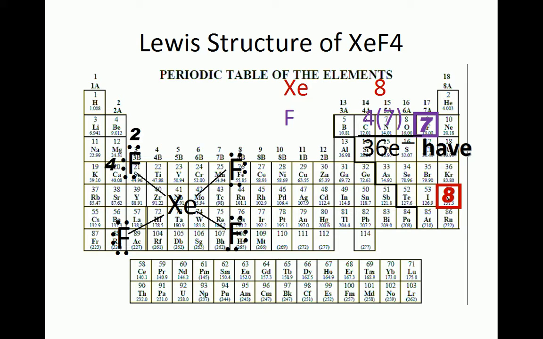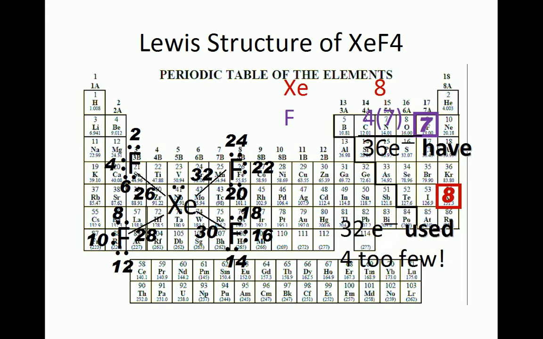When we count the number of used electrons in the preliminary structure, we get 32 electrons. 4 electrons too few. To remedy this, we place the extra 4 electrons on the xenon atom as 2 lone pairs. When we recount, we see that we now have used the correct number of electrons.